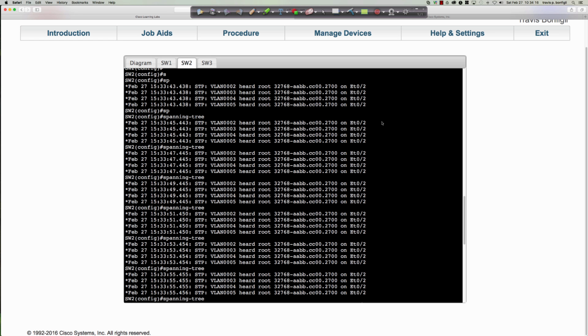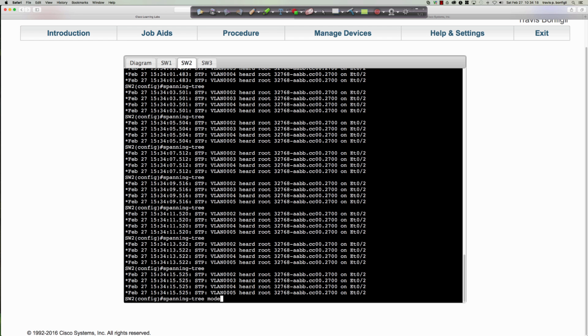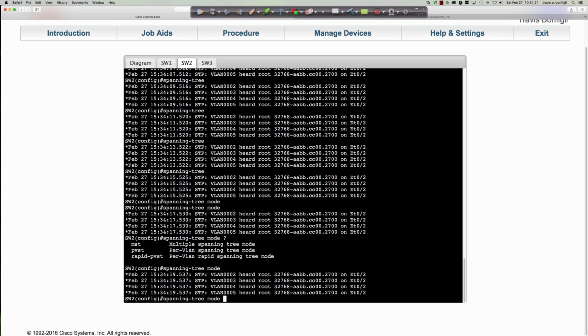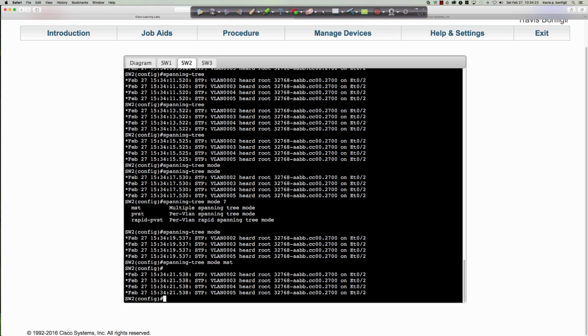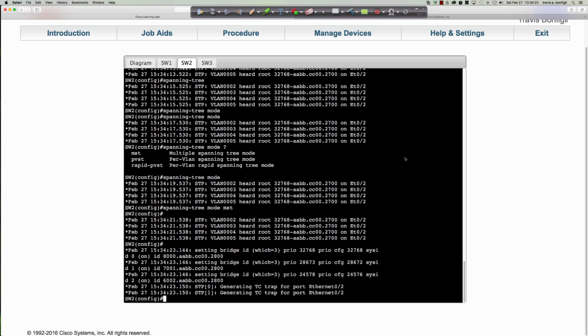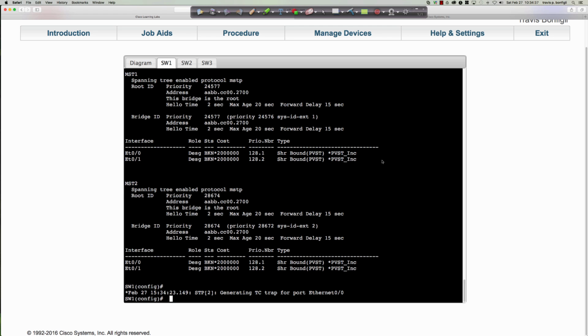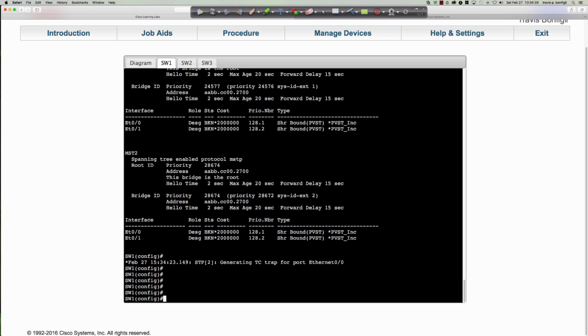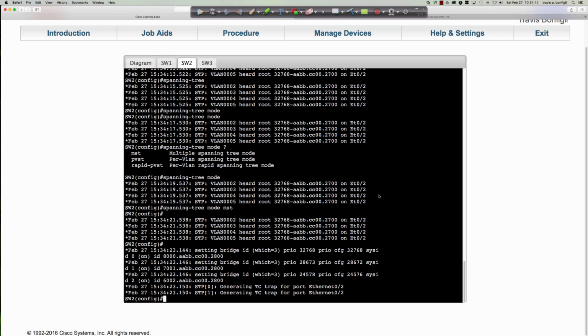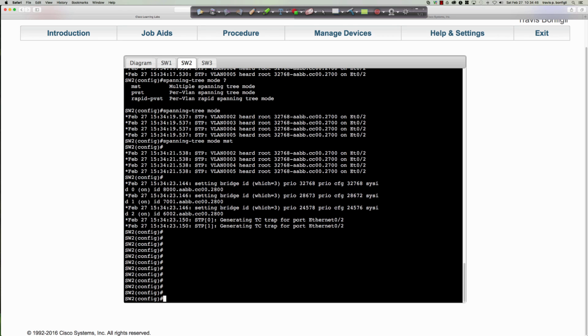So we come over to switch 2 and let's take care of this. So spanning tree mode, and again, throw that question mark in here, MST. And let's see what we get now. We should see some fireworks here. So you can see he's generating a topology change trap for port Ethernet 02. We come over to switch 1. And we see the same thing. We've got a topology change trap. And then that is it.